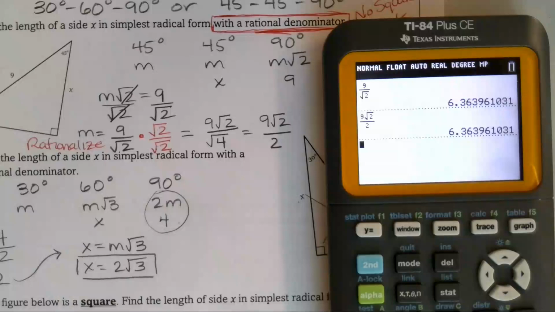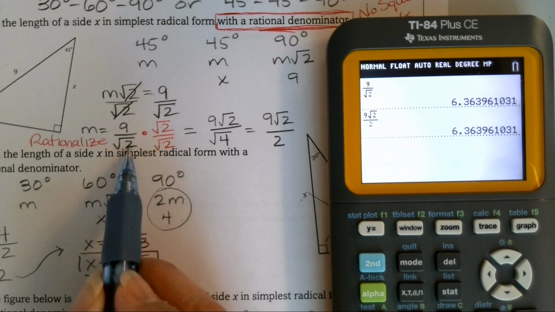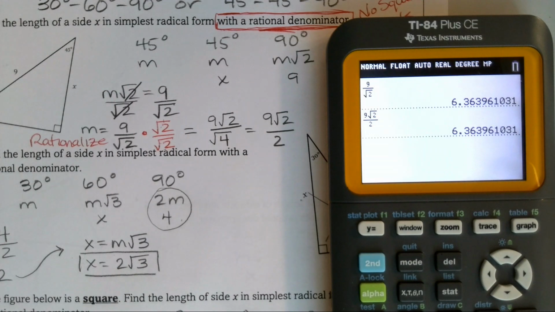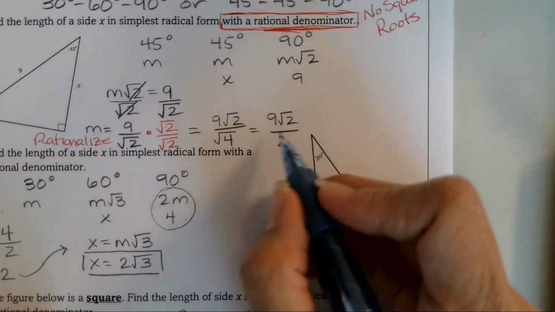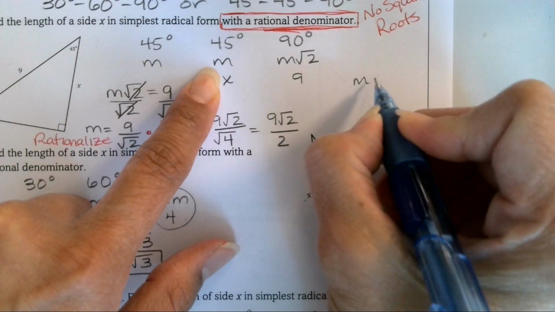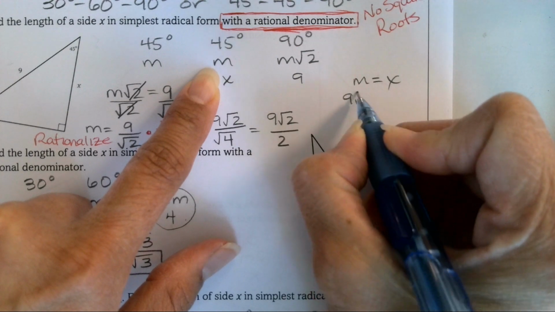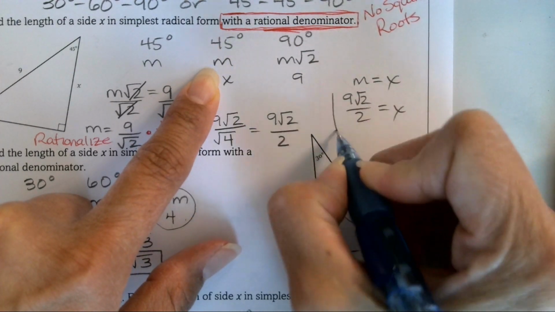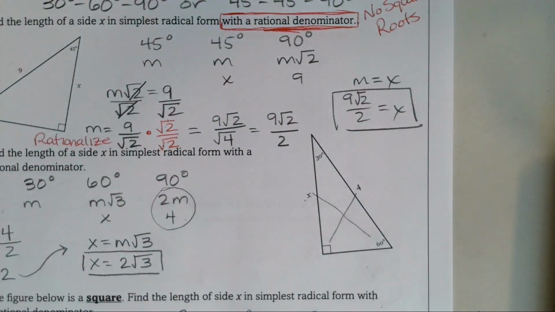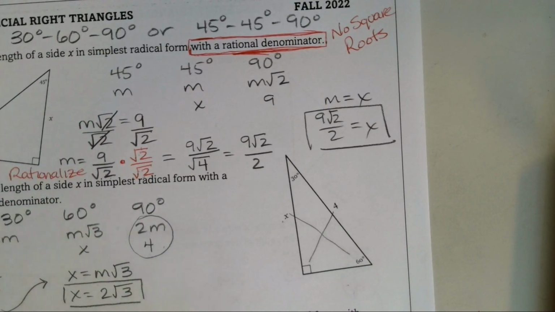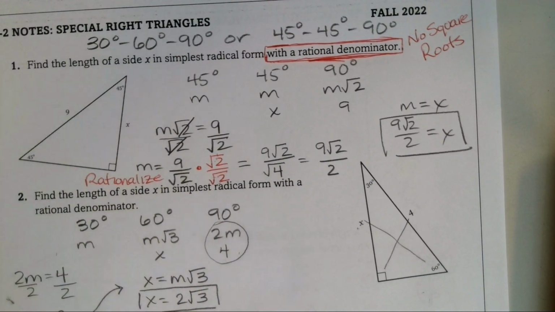Okay? So if you had a square root of 3 here, square root of 3, square root of 3. If you have a square root of 8 here, square root of 8, square root of 8, and so forth. Does everybody understand how to rationalize? Yeah? Okay, so now that I have m, my other equation said m equals x. So 9 square root of 2 over 2 is my x, and I'm done. All right, one more, then it's your time. We good? Yep, okay, here we go.